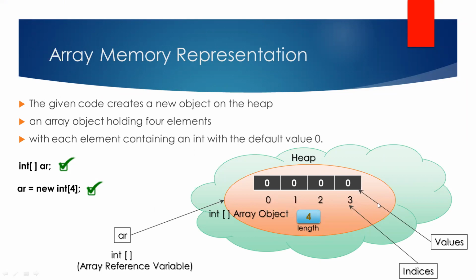But in earlier languages like C and C++, it is possible that if the array size is 4, you can access the indexes 4, 5, 6, and so on. You can even access negative indexes, a -1, a -2. This is possible with C and C++, but this is not possible in Java, because it doesn't support accessing an index which is not available in the array.